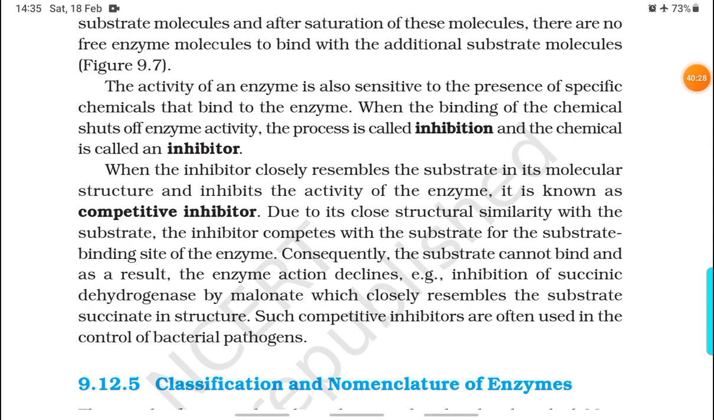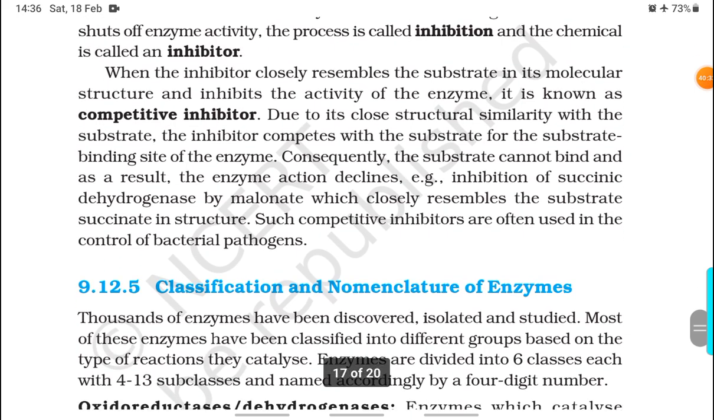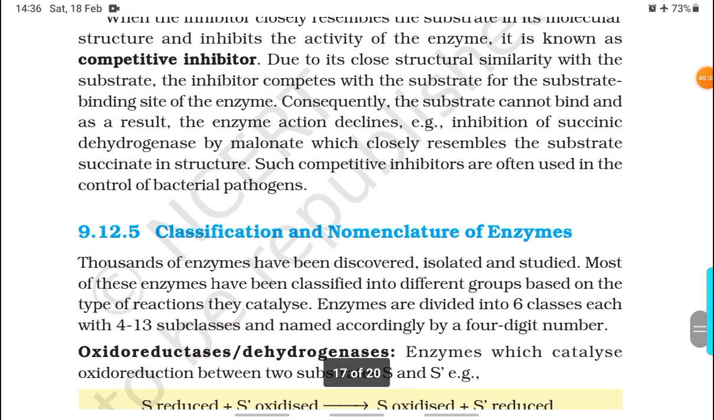Due to its close structural similarity with the substrate, the inhibitor competes with the substrate for the substrate binding site of the enzyme. Consequently, the substrate cannot bind, and as a result, the enzyme action declines. For example, inhibition of succinic dehydrogenase by malonate, which closely resembles the substrate succinate in structure. Such competitive inhibitors are often used in the control of bacterial pathogens.